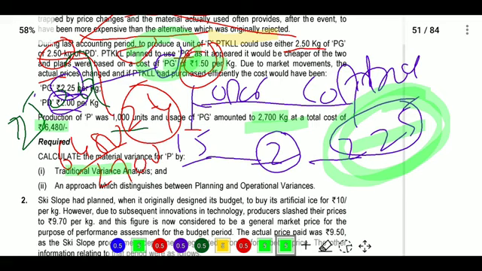To where will we get the 2.25? This is budgeted. We are using the PG, so we will take the PG's standard rate. Next, which one do we require?